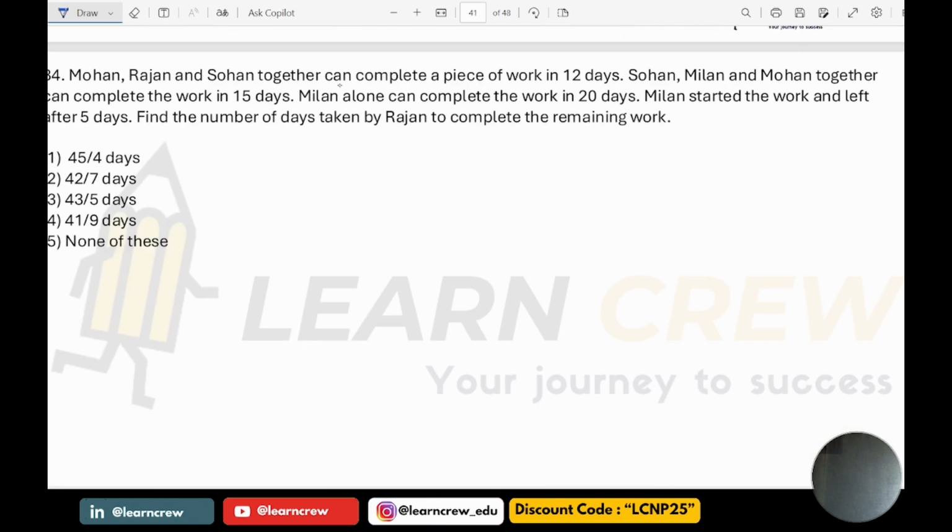Mohan, Rajan and Sohan together can complete a piece of work in 12 days. Sohan, Milan and Mohan together can complete the work in 15 days. Milan alone can complete the work in 20 days. Milan started the work and left after 5 days. Find the number of days taken by Rajan to complete the remaining work. So please see here, 12, 15, 20. LCM is 60. The total work is 60 units.